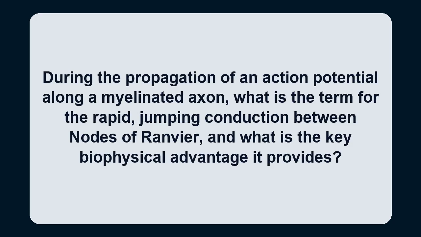Question 1. During the propagation of an action potential along a myelinated axon, what is the term for the rapid, jumping conduction between nodes of Ranvier, and what is the key biophysical advantage it provides?